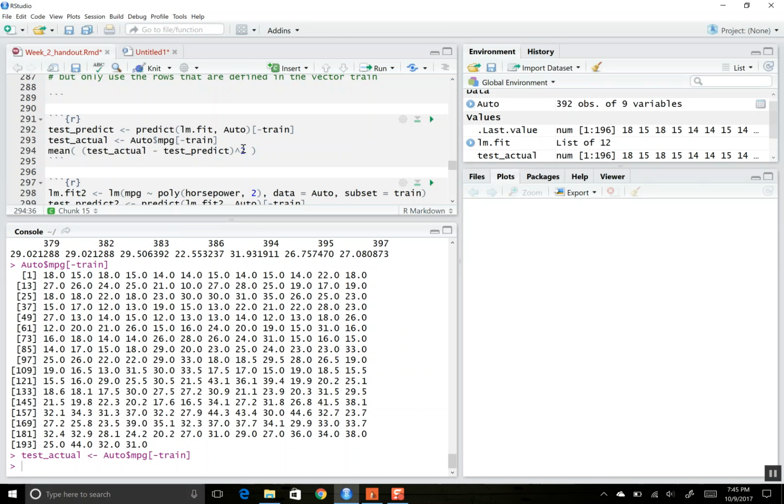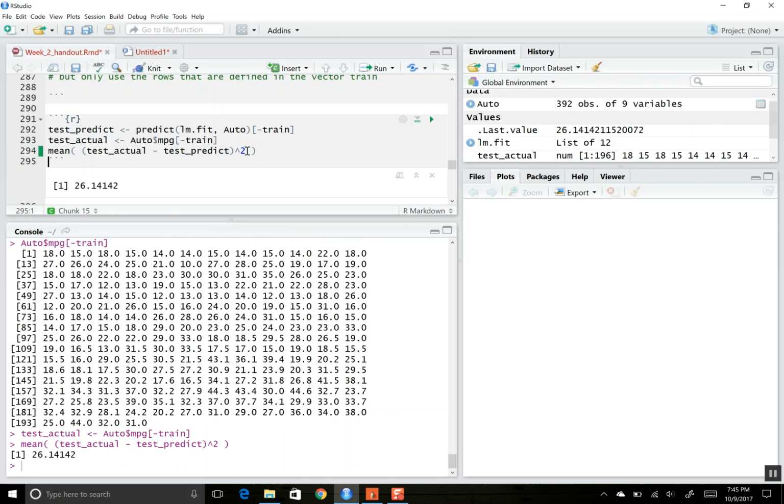Okay, and if we want the mean squared error, we just take the difference between the actual and the predicted, we square that difference, and we take the mean. So for this model, between the training and the validation set, we have a mean squared error of 26.14.